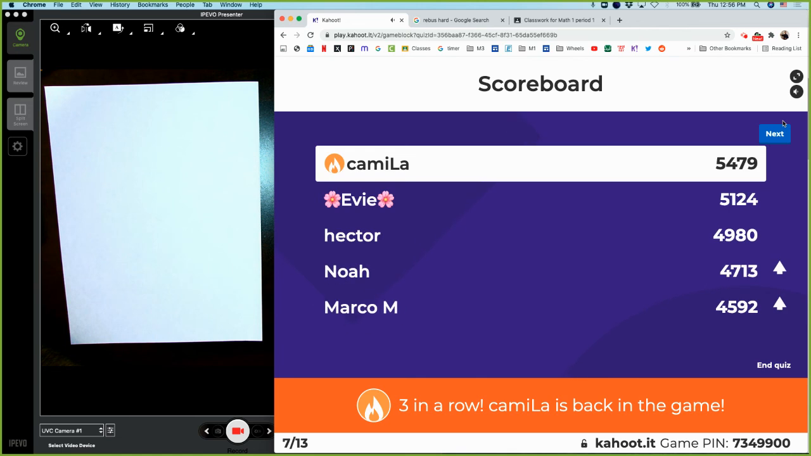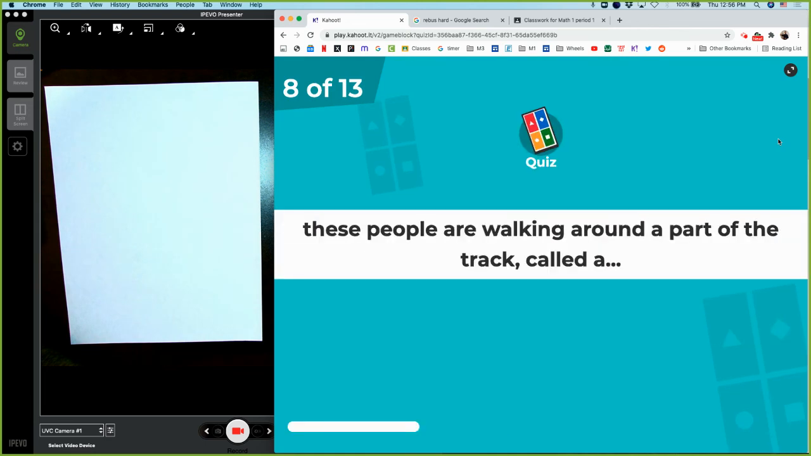Camilla on fire. No on the board. Hector, Marco, Evie, Camilla. Let's see. I put double points for some of these so you can catch up.